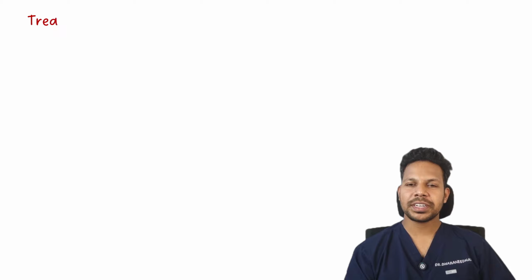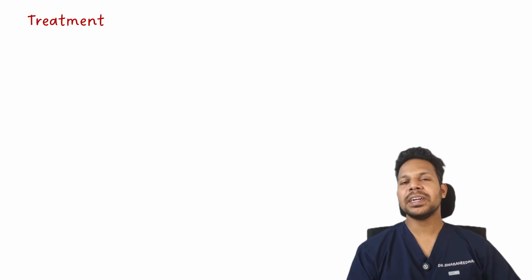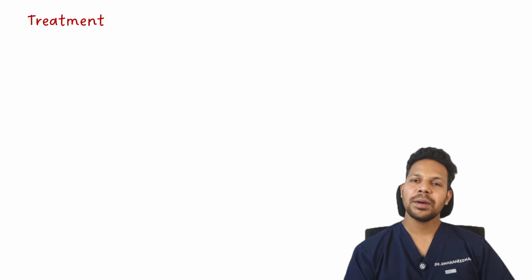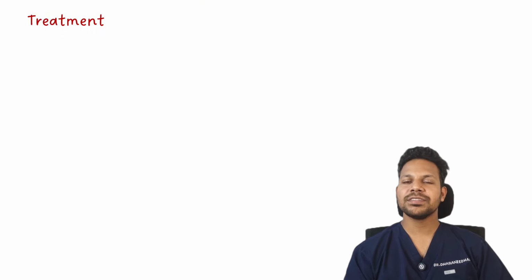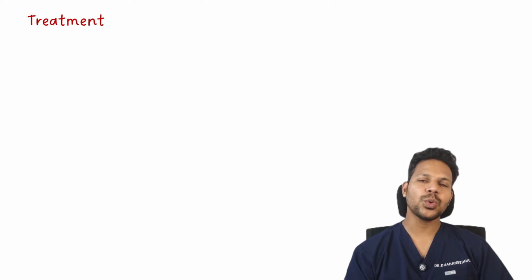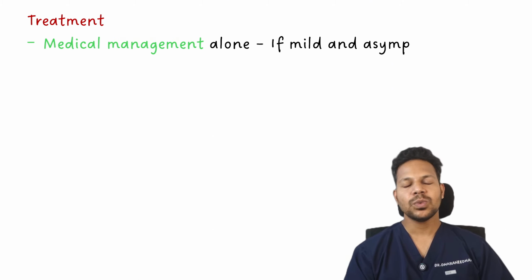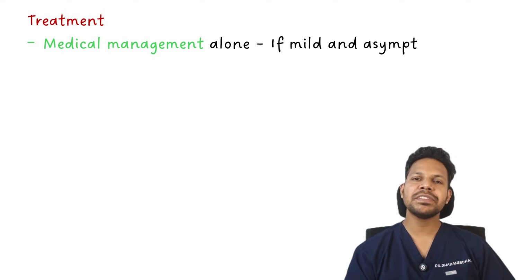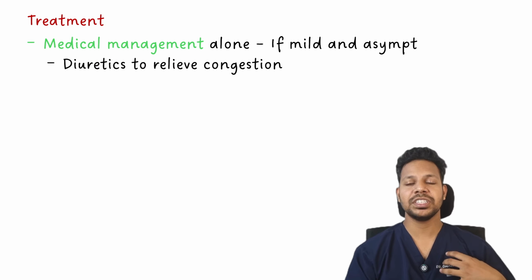Now let's talk about the treatment. So treatment includes the medical management, management with intervention, as well as management with surgery. Medical management is given alone only when the patient is having mild MS and if the patient is asymptomatic. What medical management can you give? You can give diuretics because you want to relieve the congestion inside the lungs.